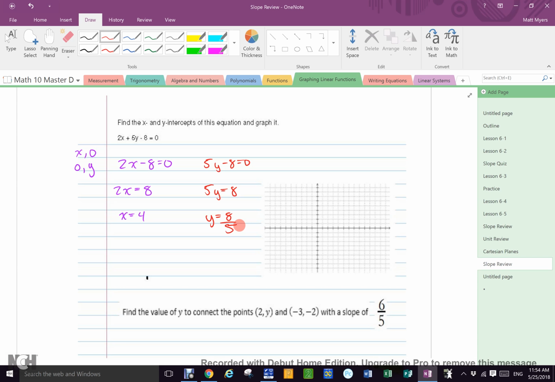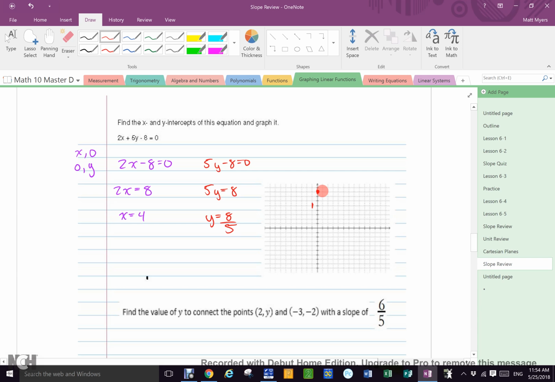So if I change the scale of the y-axis to fifths, 1, 2, 3, 4, 5, that's 1. Does everybody understand what I just did there? That is in fifths. 1 is how many fifths? 5 fifths. How many fifths do I need? 8 fifths. So how many squares past 1 must I go to get to 8 fifths? 3. Does everyone understand what I have done?